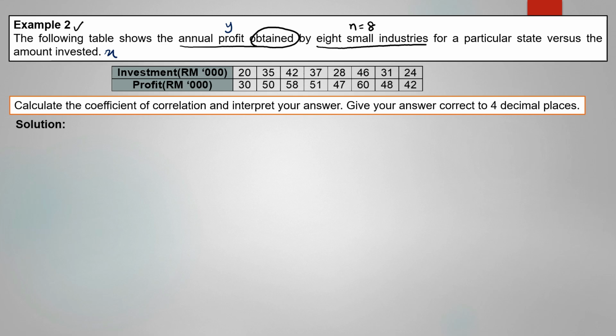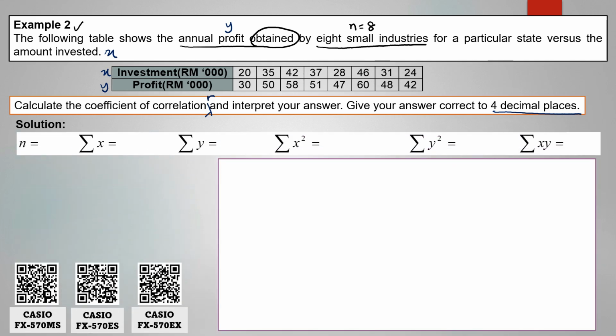So students, please take note. You need to define your X and your Y firstly. If not, the value of the summation that you get from your calculator will be wrong. And then the question asks you to find or to calculate the coefficient of correlation denoted by R and interpret your answer. Give your answer correct to 4 decimal places. First of all, list out all the summation from your calculator. Let's substitute N is equal to 8.